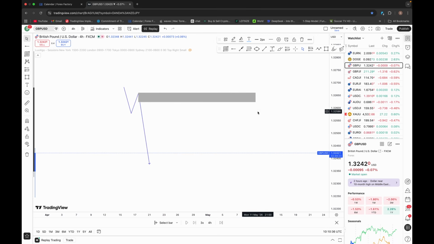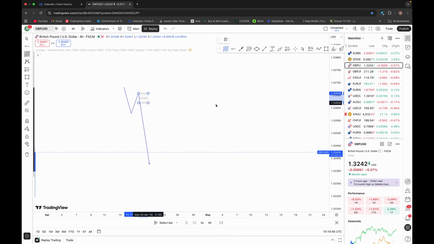This is the area where we are looking out for sharp movements, right? We want to see sharp movements from that area, and those sharp movements must be able to break structure. So it's a very simple sell model, but it goes a long way if you actually master it.